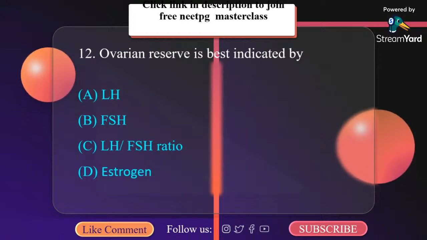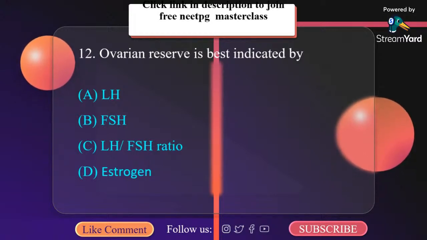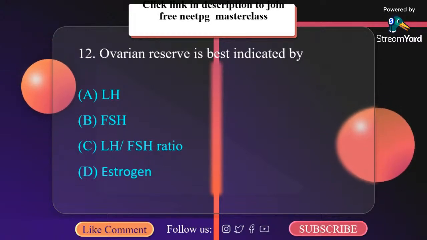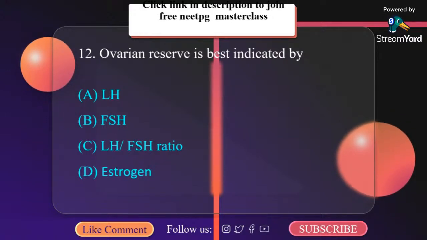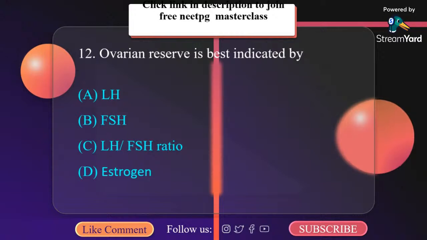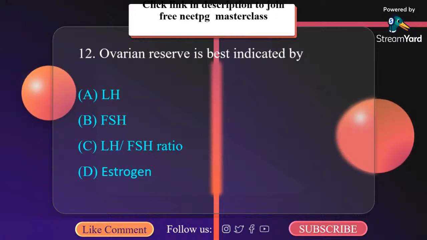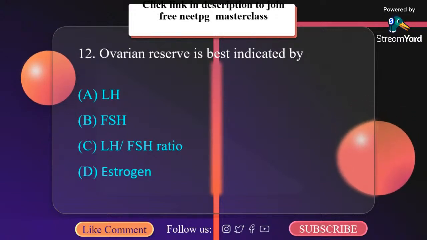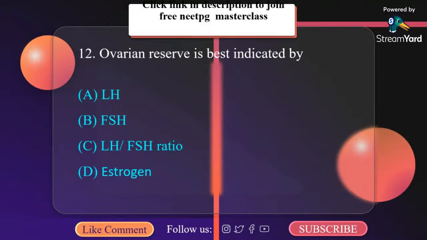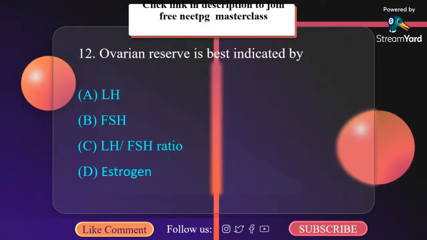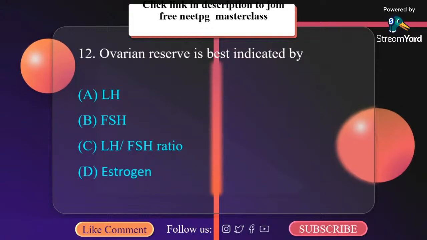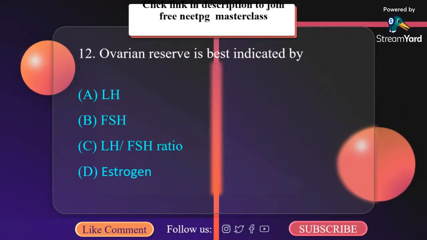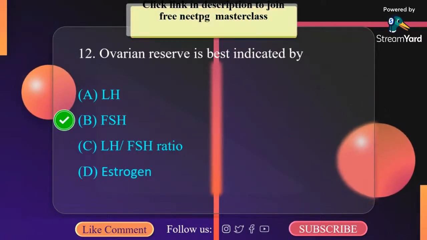So, what is ovarian reserve? Ovarian reserve is the size of resting or non growing primordial follicle population, which reflects the quantity of growing follicles and quality of oocytes within it. So, ovarian reserve determines the functional reproductive potential of the ovary. Under the influence of FSH and LH, there is rapid growth of several follicles in the ovary during the first few days of each menstrual cycle. So, the correct answer here is FSH.